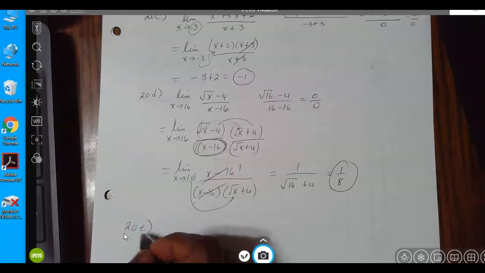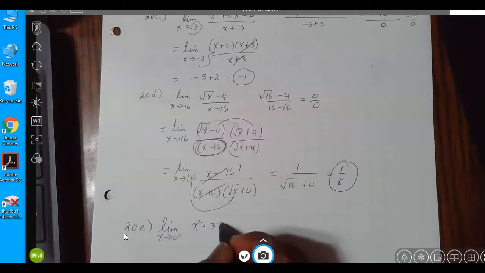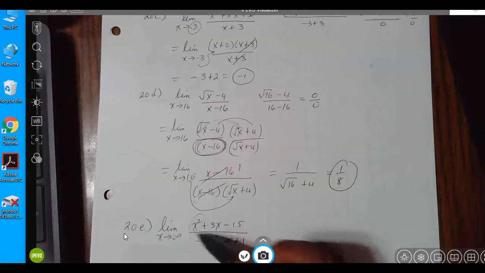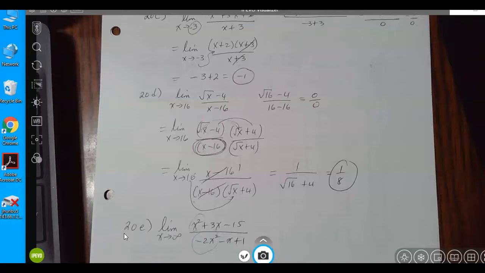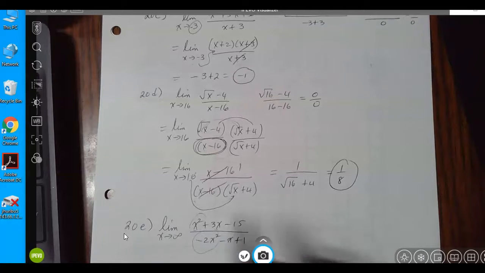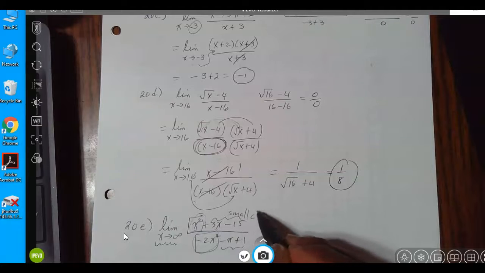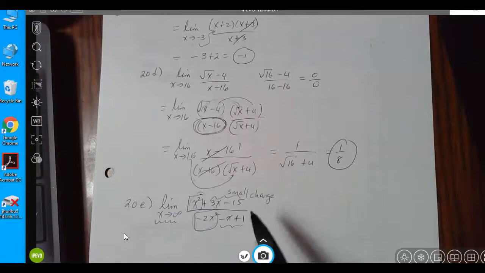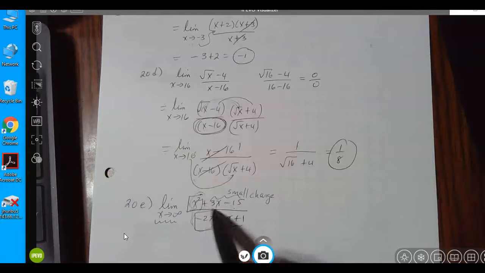So you have 20e, it's a limit as x goes to infinity of x squared plus 3x minus 15 all over -2x squared. So in the video you might have seen that if the degree of the top and bottom are equal, then there's a certain pattern. And this arises because when x gets really, really large, these are the dominating terms. All these other smaller degree terms, I call them small change. Okay, and I think the example I used in my video was if you're a billionaire, all this is small amounts. You just focus on the leading terms.